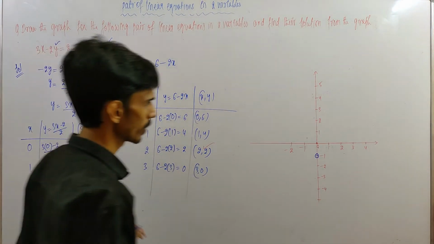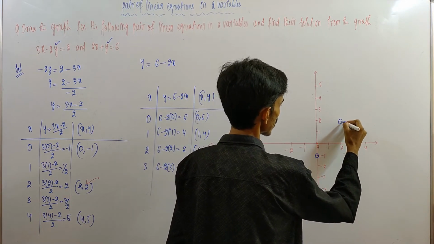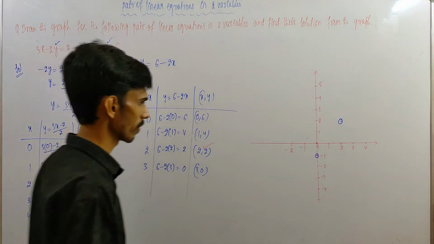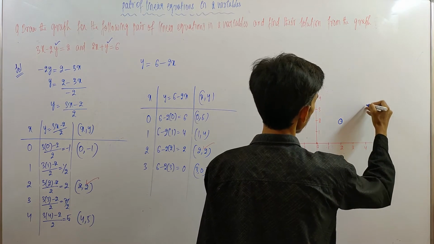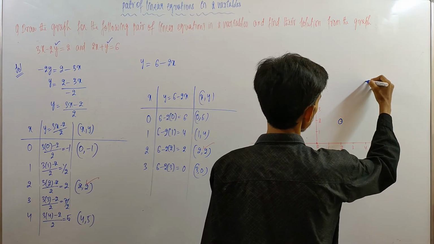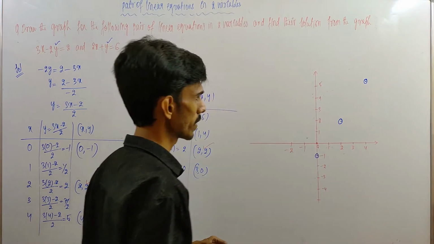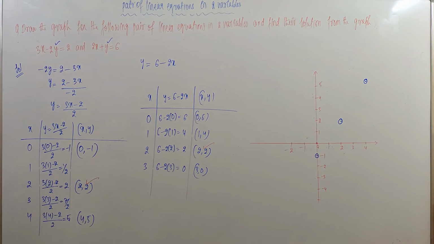Next, 2 comma 2: positive 2, this is 2, and up to y is 2. So this is the second point we have. The third point is 4 comma 5. This is 4, the value of 4, up to 5. This is the point 4 comma 5. We have 3 points.